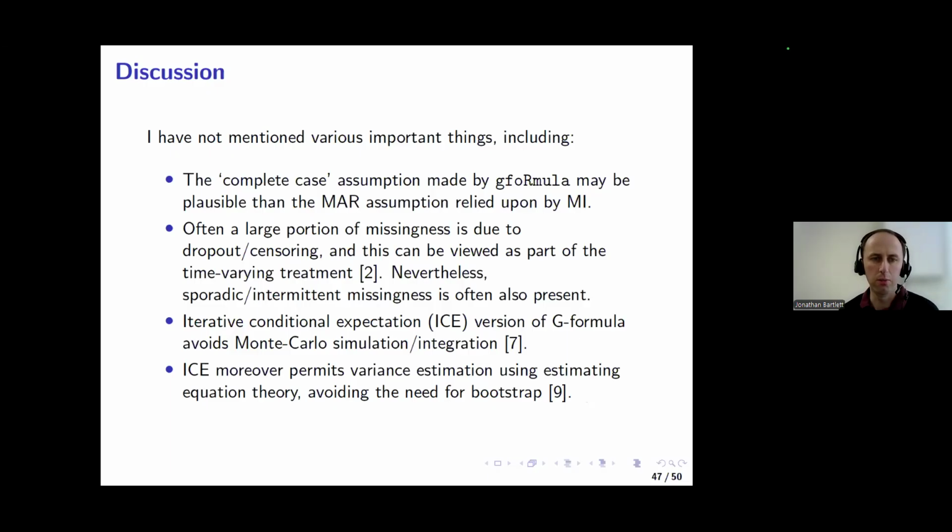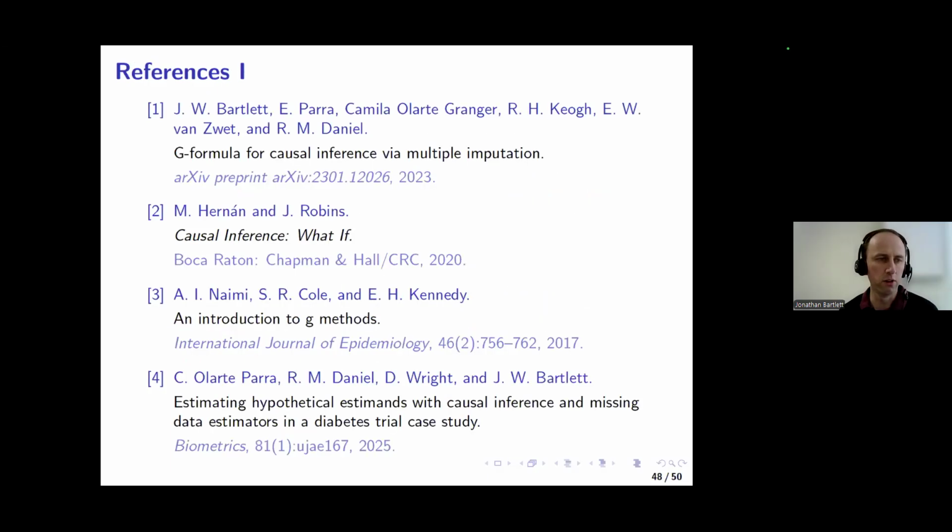Okay, I'll stop there and I'll just cycle through the references while Camilla, I don't know if there's questions that we want to go through.